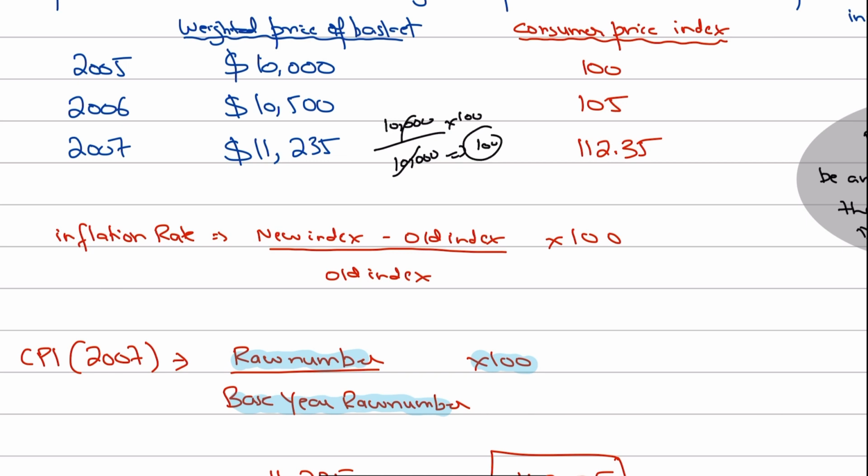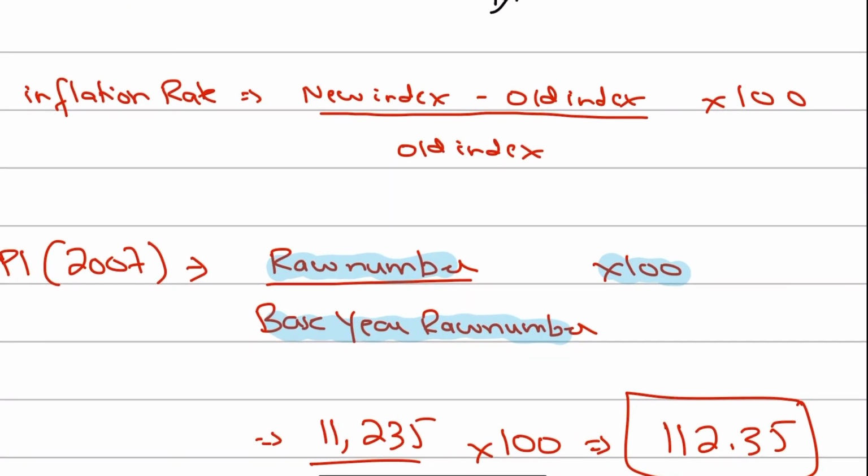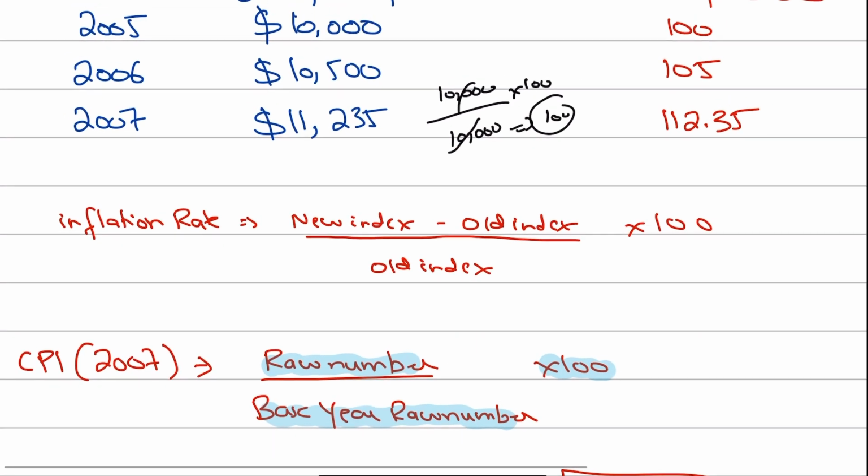Now remember that when you are multiplying by 100, you're not calculating a percentage. In order to calculate an index number, you need to multiply the ratio that you get from dividing the raw number by the base year raw number by 100. Okay? So it's not a percentage that you're calculating. Don't think that because you're multiplying by 100, you're calculating a percentage. You're actually converting into an index number.